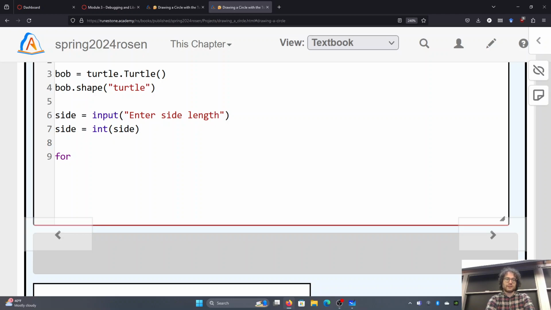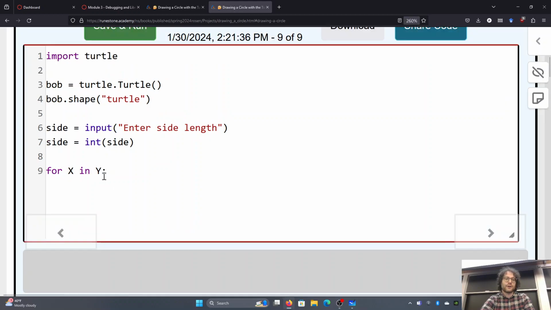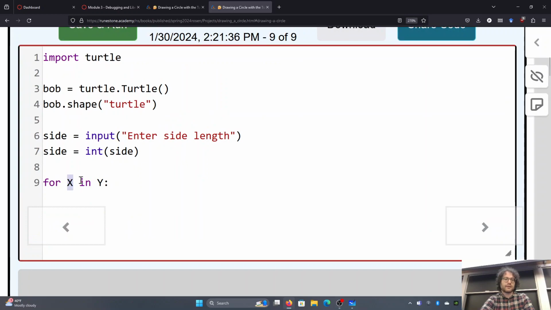For is basically going to look something like this. It's going to be for x in y. Don't copy down the for x and y. It always just follows this formula. All the for loops you will do in Python always have for something in something. What those are going to be are going to change.